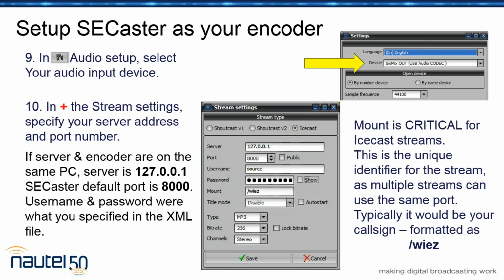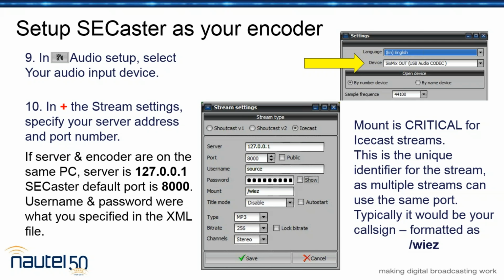Once you're in those settings, the first thing that we typically do is the audio setup. So once you're in there, you can set up your language. The SECaster is nice because it's available, I think, in 7 different languages. So that keeps it easy for anyone, regardless of where they are in the world or what your native language is. The device would be whatever your audio input device is that you're going to want to encode. Open device, the by number device radio button is selected by default. Leave that alone. And then the default sample frequency is 44.1. We usually leave that alone as well.